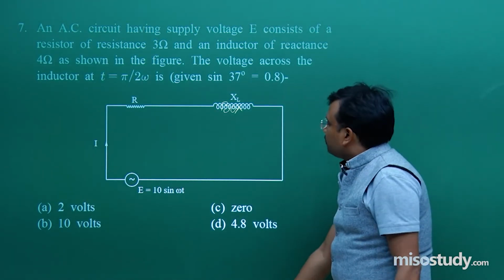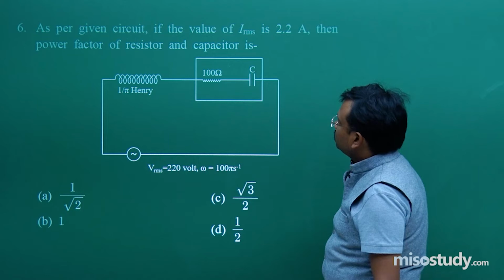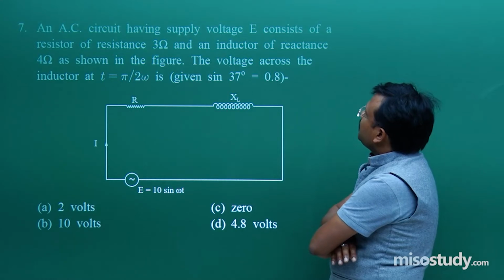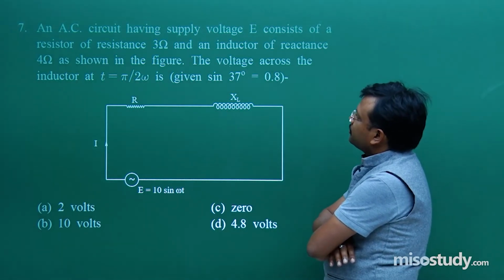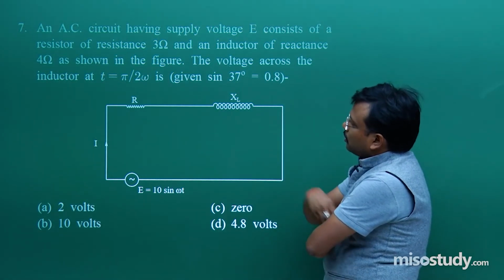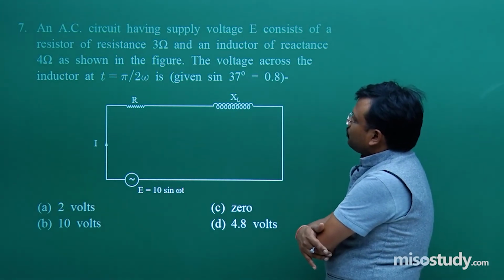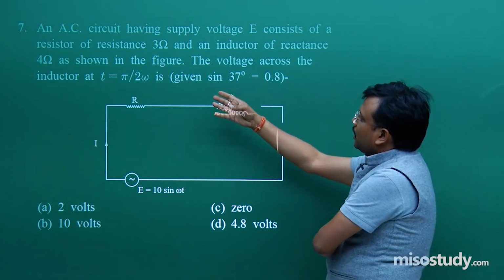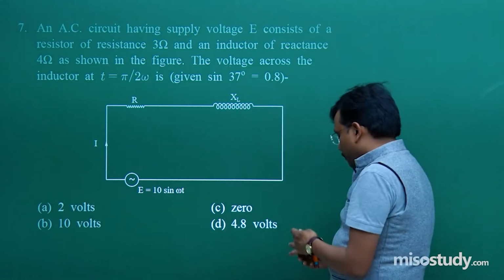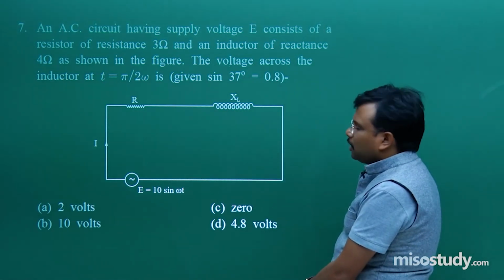An AC circuit, let me remove this box also. Fine. An AC circuit having supply voltage E consists of a resistor of resistance 3 ohm and an inductor of reactance 4 ohm as shown in the figure. The voltage across the inductor at t equal to pi upon 2 omega is how much? This sin 37 value is given. If you are unable to recall that, in these types of exams these values are in general provided. So, I hope the problem is clear to all of you.